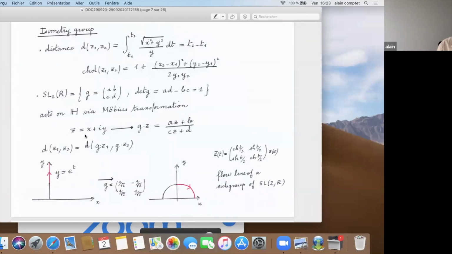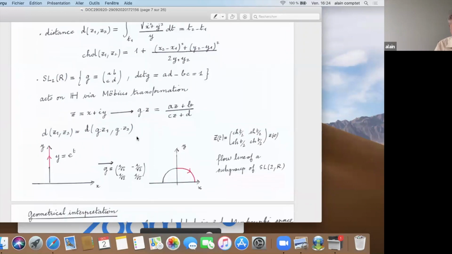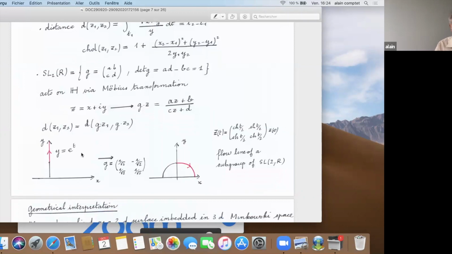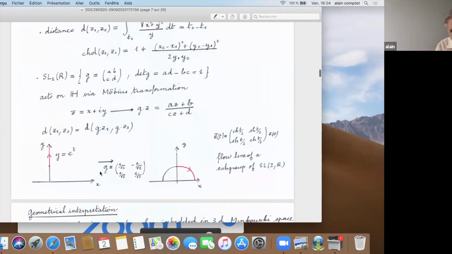If you start from Z, which is X plus IY, you apply this matrix G on Z in this way. So you form AZ plus B over CZ plus D. You get another point, which is the image by the group G. And you can check that the distance between Z1 and Z2 is the same as the distance between GZ1 and GZ2. So we have a group of isometries, which is identified, which is SL2. This now helps to understand more clearly the nature of these geodesics. For instance, this geodesic line, you can map it by a suitable G on this one. You see, they are the same in some sense.